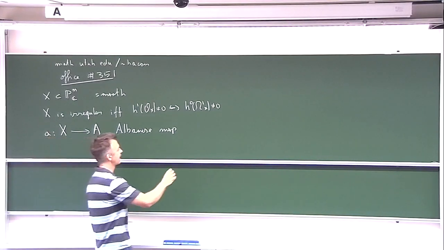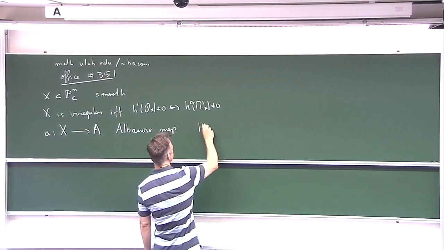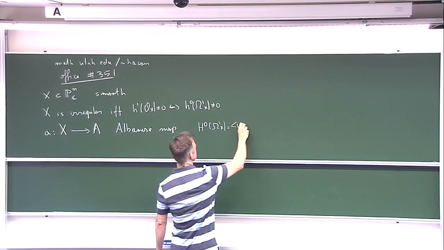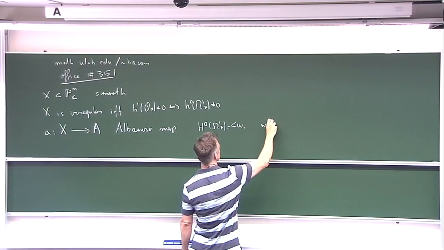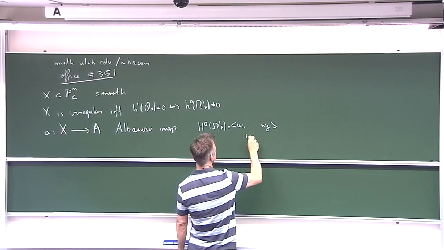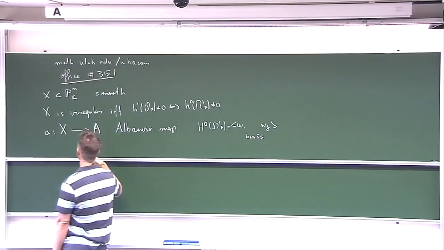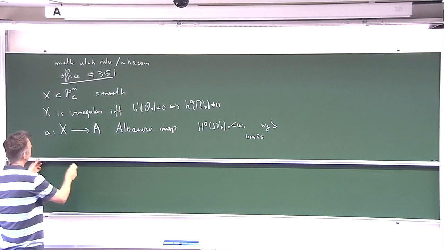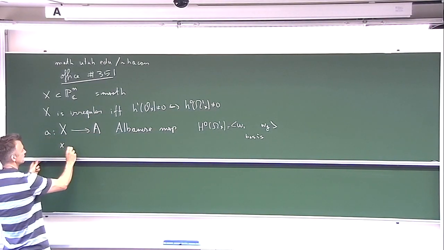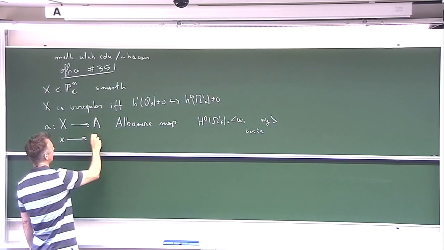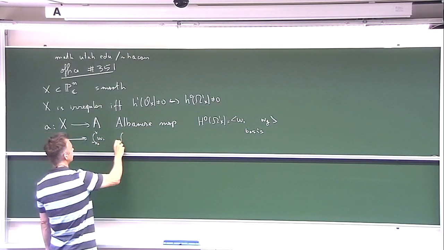And so how can you think of defining this map? Let's look at the space of holomorphic one-forms. Let's pick a basis, ω_1, ..., ω_g. And let's also fix some base point on X. Then we can send any other point in X to the integrals of these various holomorphic one-forms, integrating from the base point x_0 to x.